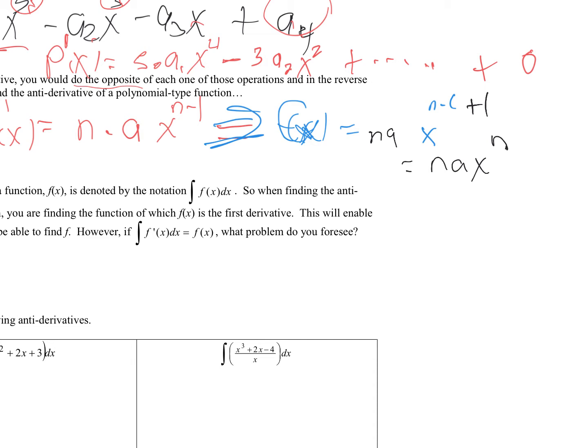n minus 1 plus 1 actually is ax to the n, right? So you said divide by the what? The n. So technically I divide that whole thing by the n, same thing, and it cancels out, and voila, you're back to ax to the n.